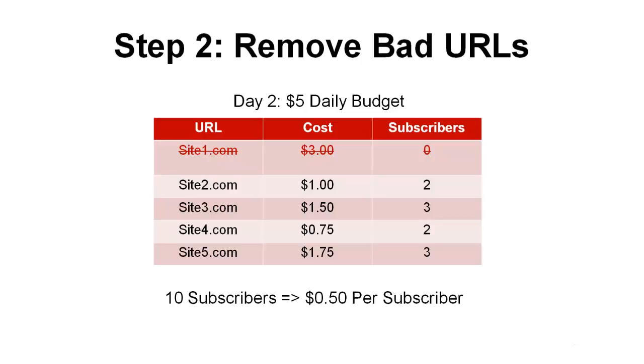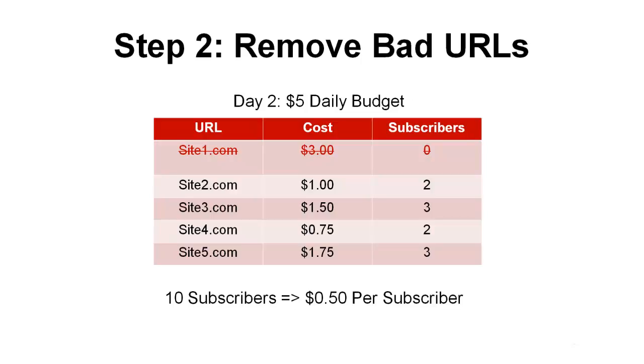Alright, on day 2, when we remove site 1 from our advertising campaign, things are probably going to look a little better because with site 1 no longer taking up most of the traffic, our ads now show up on site 2 to site 5 more often. It converts better and we get more subscribers as a result. So at the end of day 2, we'll probably have 10 subscribers. We are paying on average 50 cents per subscriber instead of $1.25 in the previous day.